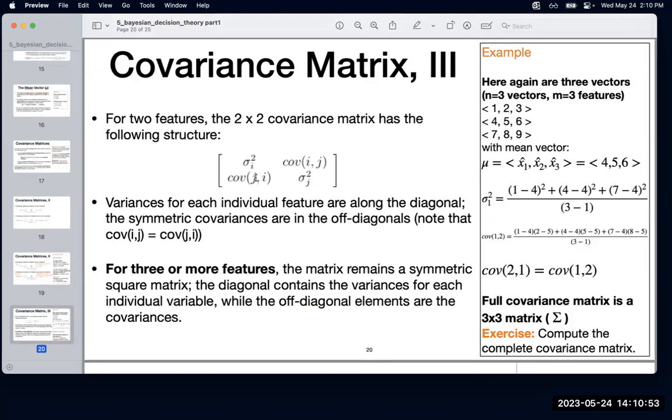And also, one thing that I want to mention is that the size of the covariance matrix would depend essentially on the number of features that you have. So if you have 2 features, you have a 2x2 covariance matrix. If you have 10 features, you would end up with a 10x10 covariance matrix. And this covariance matrix is always a square matrix.